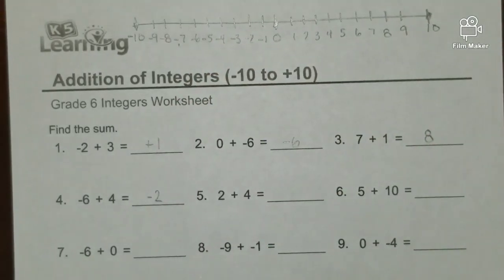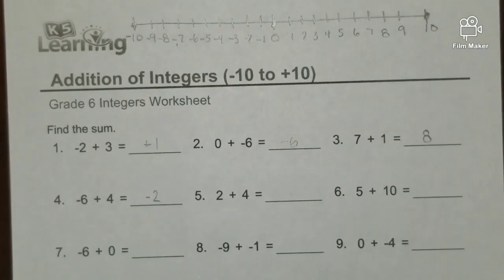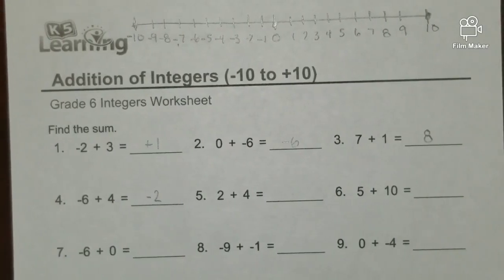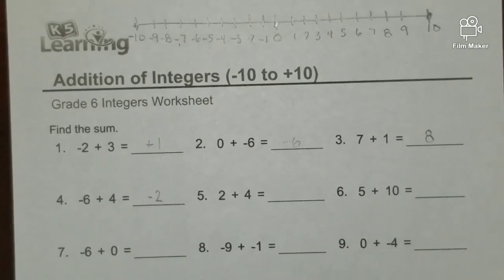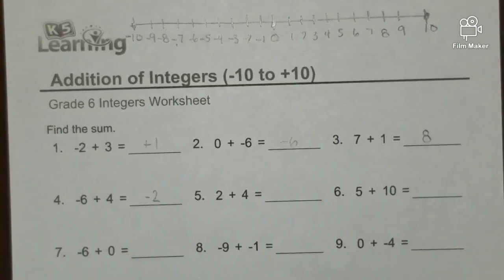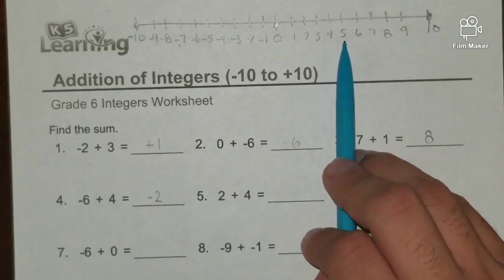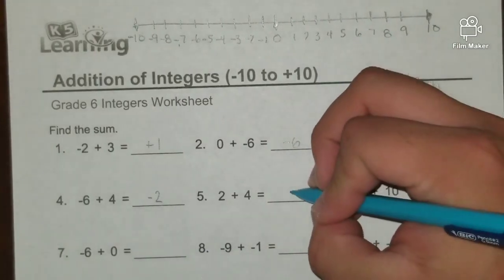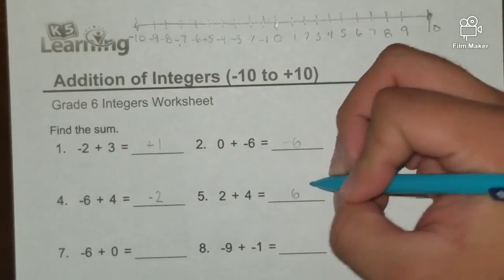For the next question, we have 2 plus 4. And again, this is a simple math question since we're just adding, since there's not a negative attached to any of the numbers. So we go from 4 and add 2. 1, 2. Having 6 as our final answer.